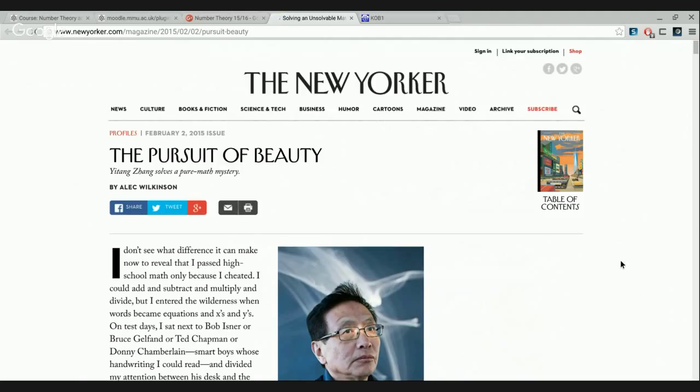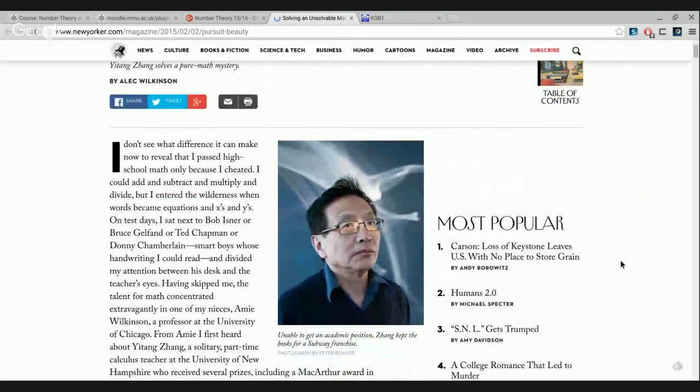But Yi-Tang Zhang is his name, and he was a relatively unknown guy. He certainly wasn't a well-known number theorist. He wasn't famous or anything. But he is famous now because he made the first real progress towards this problem. So the conjecture is that there's an infinite number of prime numbers which are separated by 2.